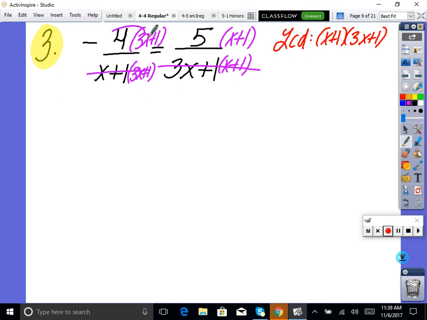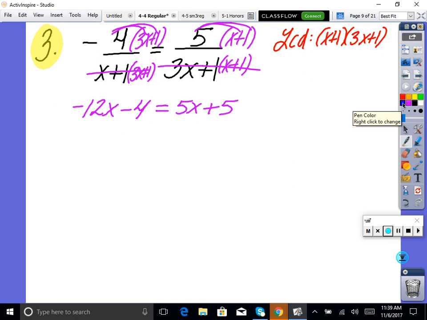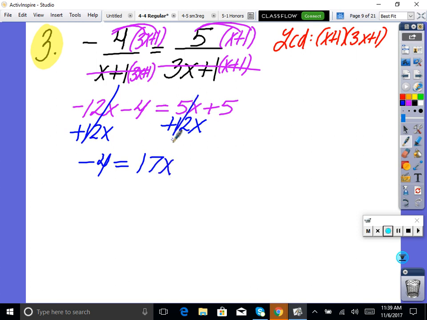So let's go. Negative 4 times 3x. Negative 4 times positive 1. That equals 5 times x plus 5. Now look, we have a linear equation. In this one, we need to put our x's together. So let's use some algebra and put our x's together. Let's add 12x, add 12x. So then look, it's just a linear equation. Don't overthink it. Negative 4 equals 17x plus 5.